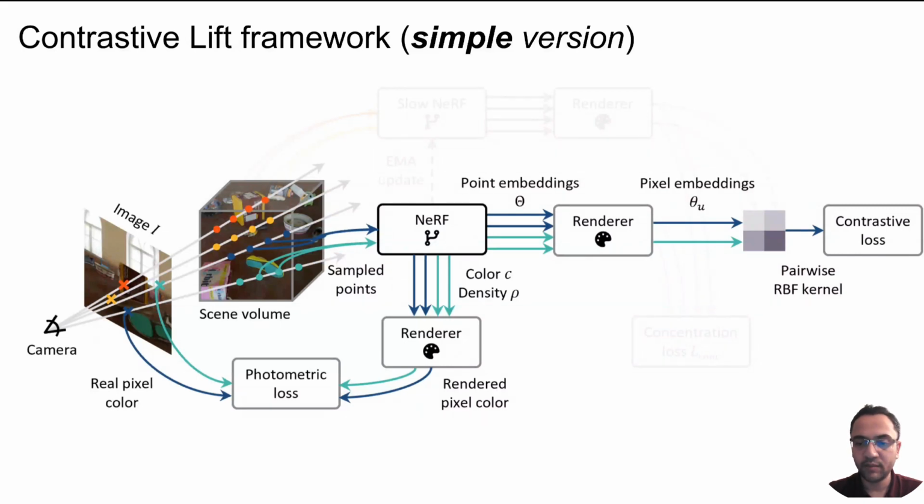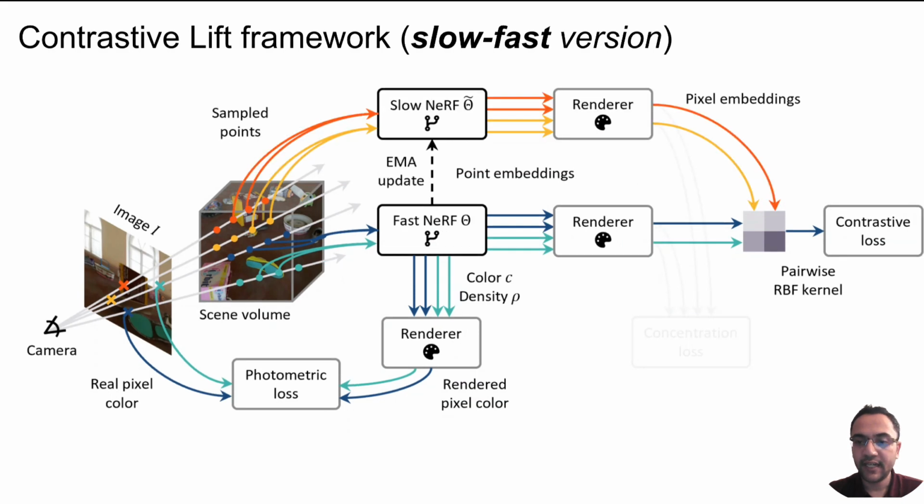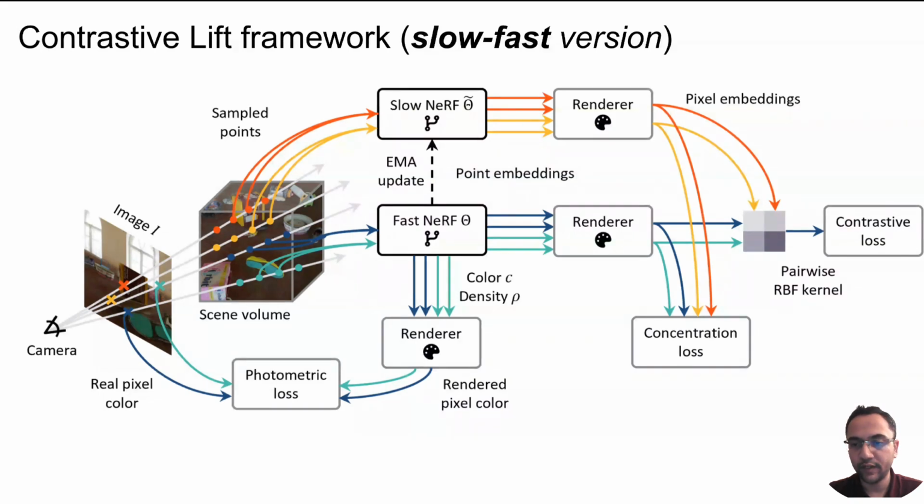To make the optimization more stable, we add another embedding field, which is a slowly updated version of the original fast field. We propose to apply the contrastive loss across these slow and fast pixel embeddings. We also add a concentration loss, where centroids are computed using the slow field and the fast embeddings are encouraged to cluster around these centroids.